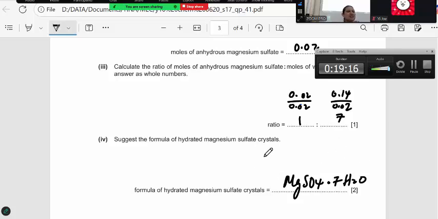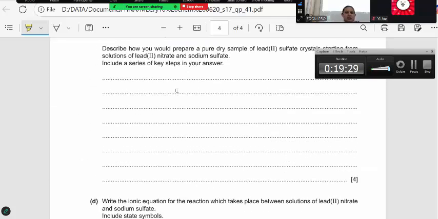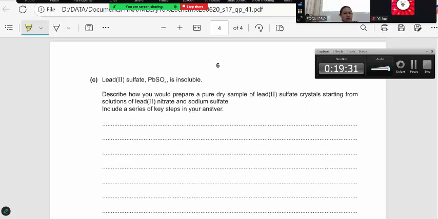What did you get? Okay. So this is hydrated, okay? This is hydrated. All right. Okay, this question is to make an insoluble salt. Insoluble salt, you take soluble plus soluble. Okay? The soluble plus soluble.